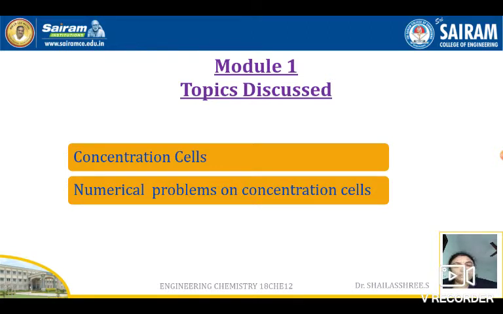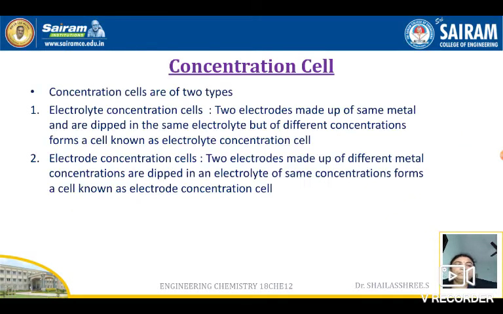In this session we will be discussing concentration cells and also a few numerical problems on concentration cells. So what are these concentration cells? They are of two types. One is the electrolyte concentration cell, the second one is the electrode concentration cell. What is the difference here?